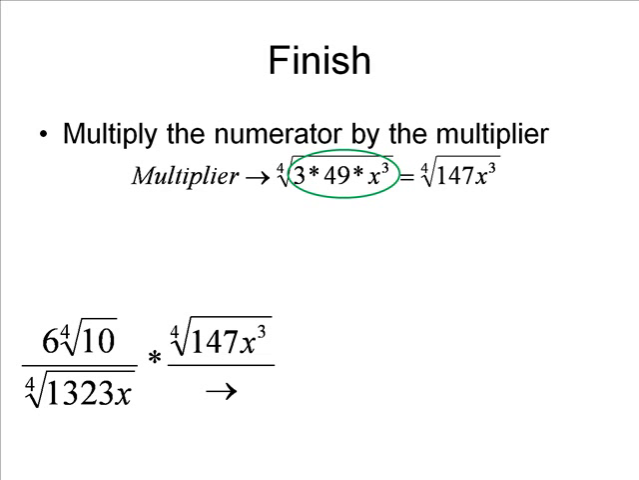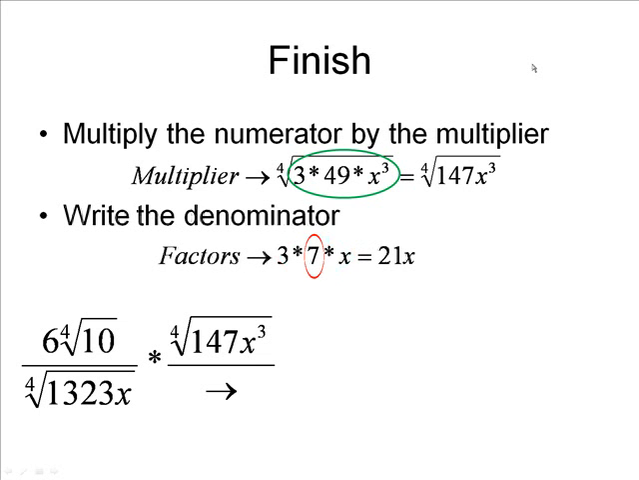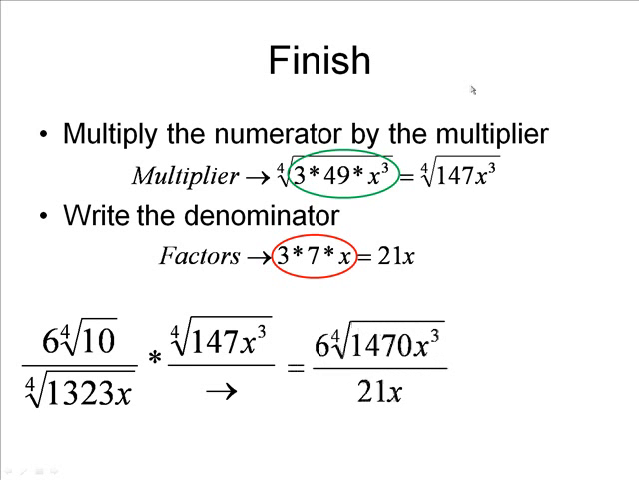But on the denominator, we already know what's going to happen, right? We knew that from the very beginning when we saw the factors. So we can really just write down the denominator. You can do the multiplication if you want, and then simplify that new radical. Or you can just know that that's where it's going to go. We know it's going to be 21x, so we can just write down the 21x. And we end up with 6 times the 4th root of 147x cubed, over 21x.